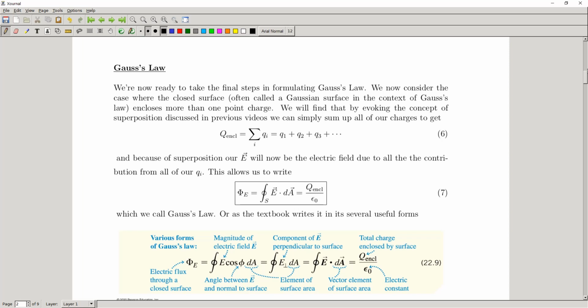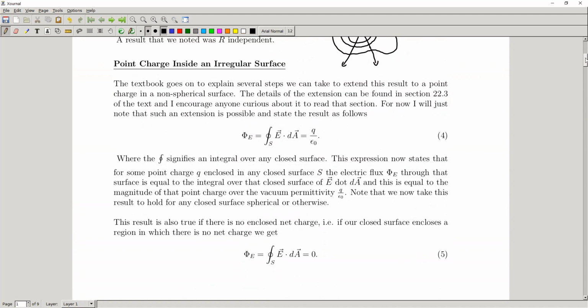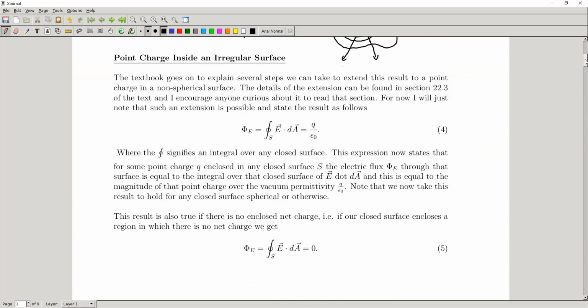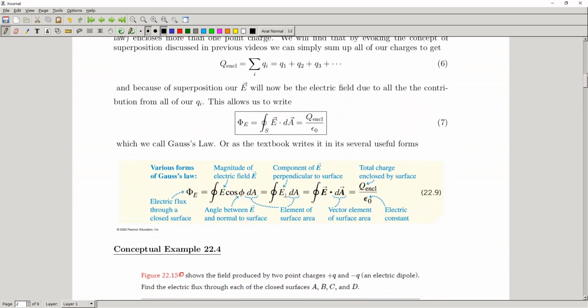If we use that idea on this expression number 4 that we have here, then we end up with what we see here. So we end up with the electric flux through our surface being equal to the integral over the closed surface S, which I've called S here.